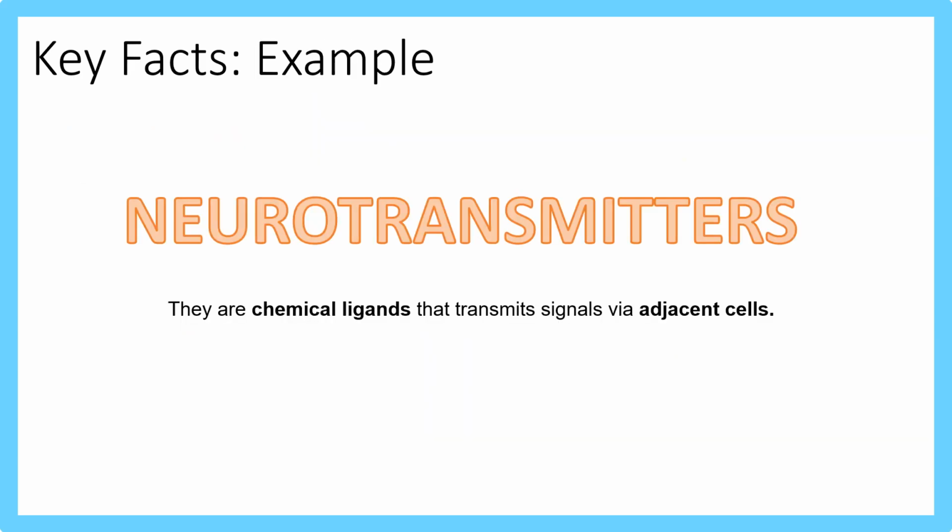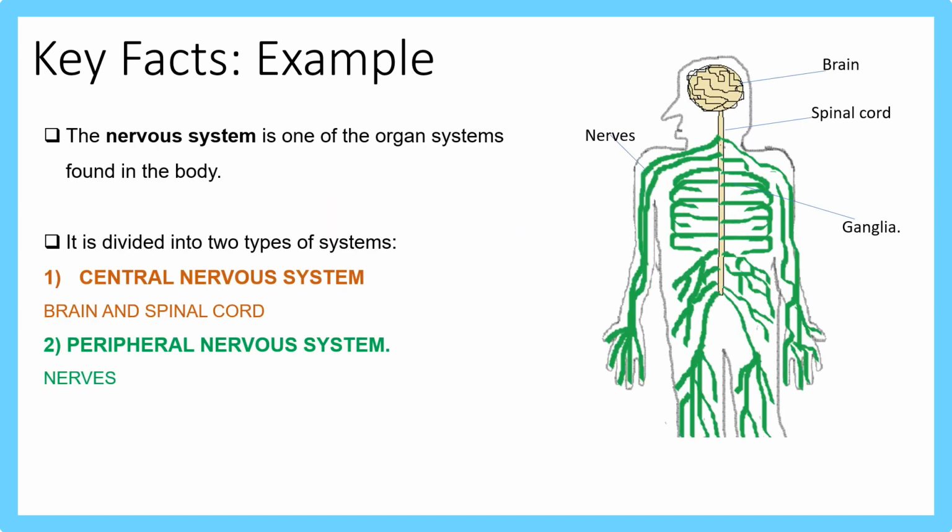So let's look at an example of paracrine signaling, and that is neurotransmitters. So what are neurotransmitters? Neurotransmitters are chemical ligands that transmit signals via adjacent cells. And in order to understand the role of the neurotransmitters, we're going to go back to the actual organ system here. Now, the nervous system is the organ system that is found within the body. And it's divided into 2 types of systems: the central nervous system, which comprises the brain and spinal cord, and the peripheral nervous system, which consists of the nerves.